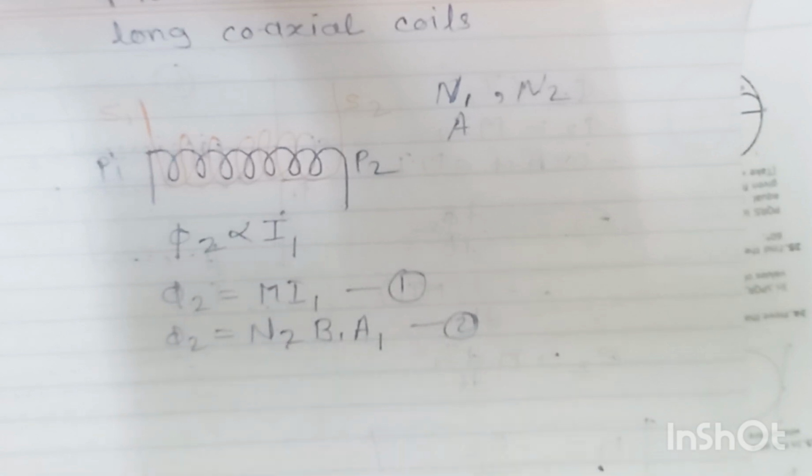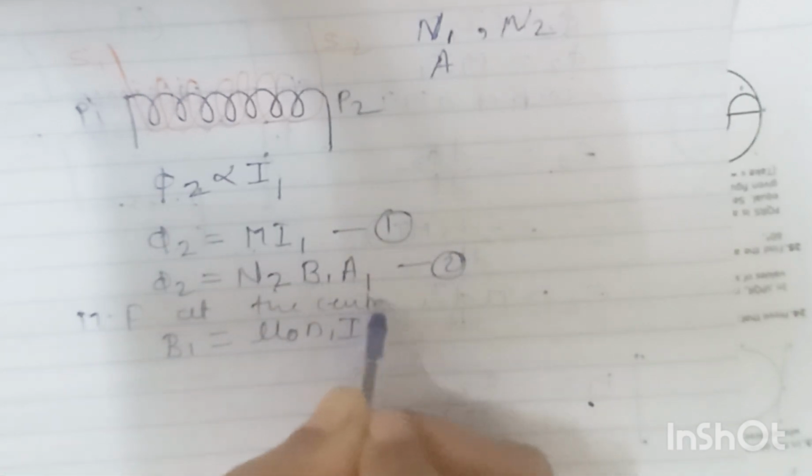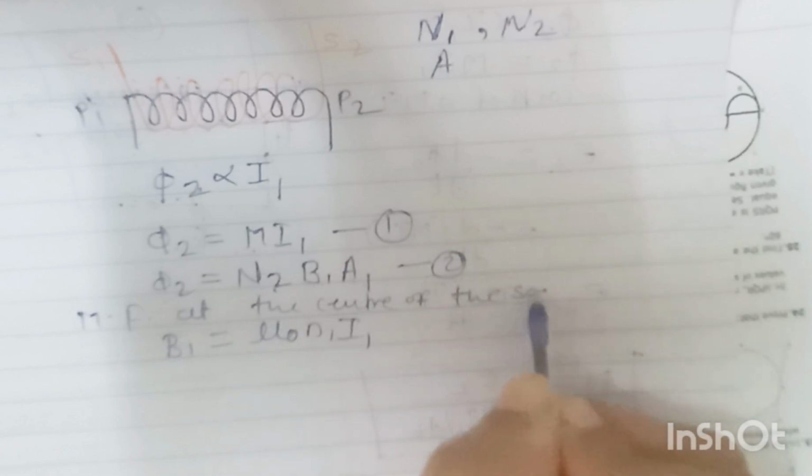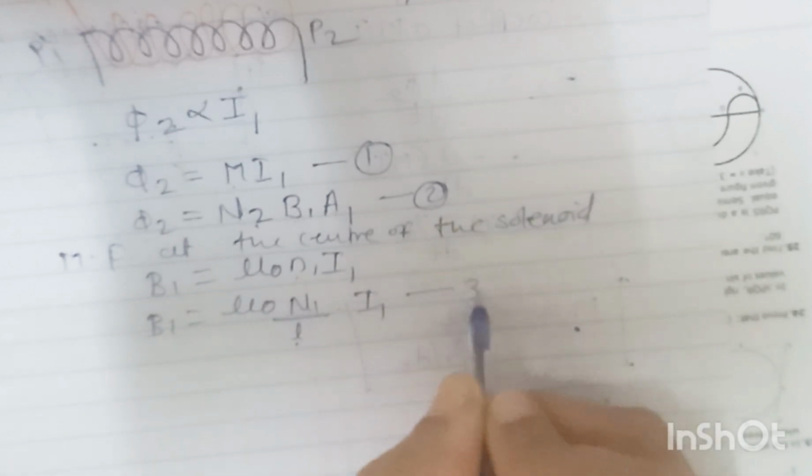We take this as equation 2. The magnetic field at the center of the solenoid is B1 equal to mu naught N1 I1. Writing the turn density as N1 upon L, B1 is equal to mu naught N1 upon L into I1. L remains the same because the length of the primary and secondary coils is the same. We take this as equation 3.